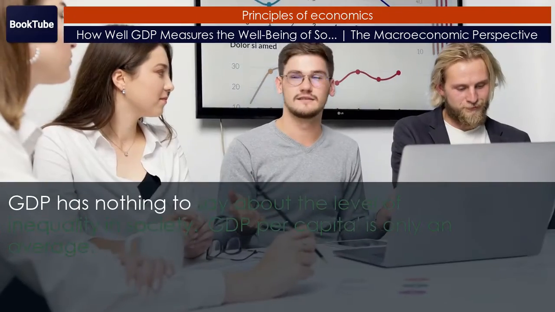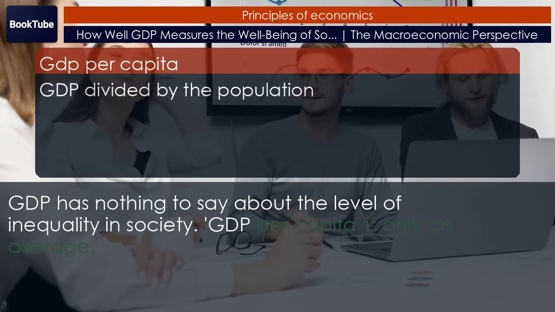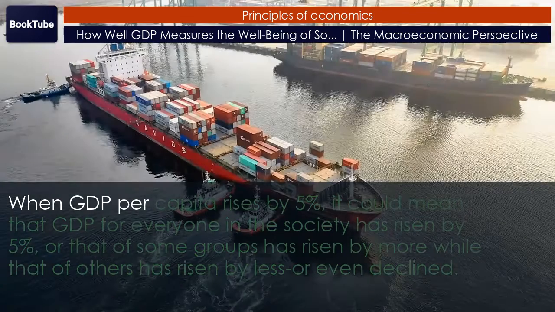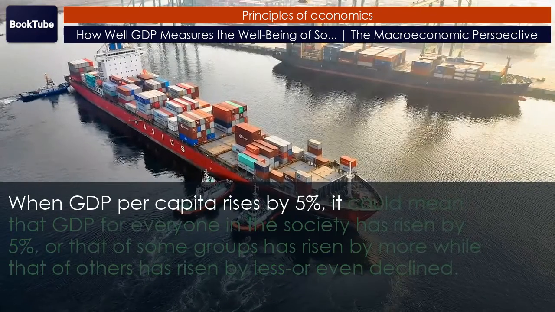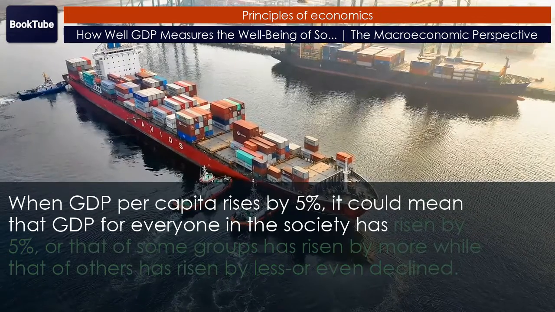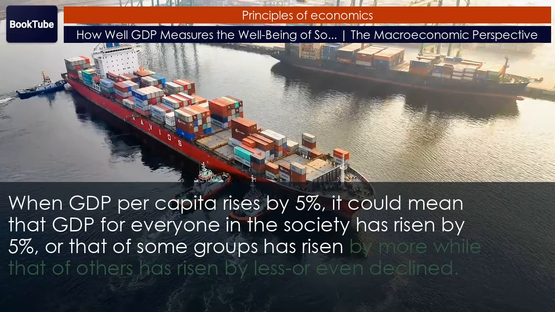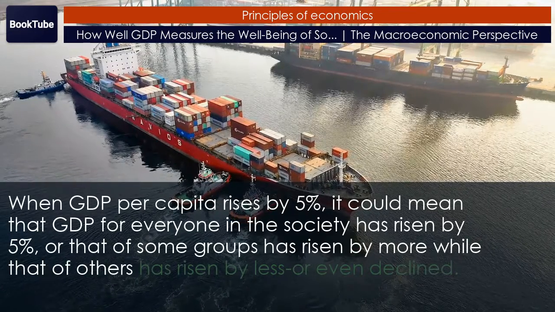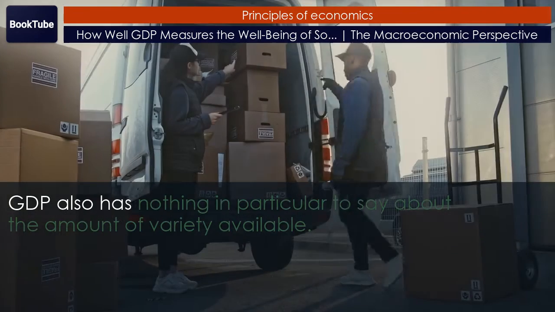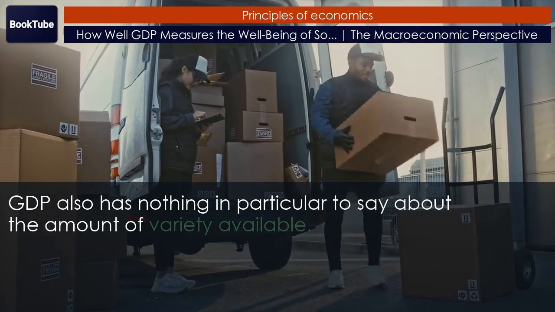GDP has nothing to say about the level of inequality in society. GDP per capita is only an average. When GDP per capita rises by 5%, it could mean that GDP for everyone in the society has risen by 5%, or that of some groups has risen by more while that of others has risen by less or even declined.